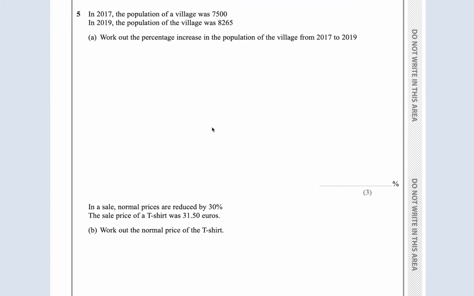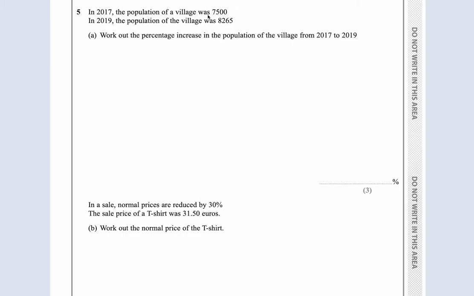Okay, question 5. In 2017, the population of a village was this. 2019, it was this. Work out the percentage increase in the population from this to this. Okay, what was the increase? 8265 minus 7,500. Use a calculator if you want. It is 765. That's the increase. To get the percentage increase, I get the increase, 765. I divide by the original population, and I times by 100. And this should give me the percentage increase.